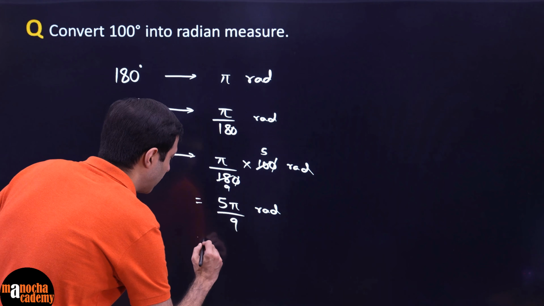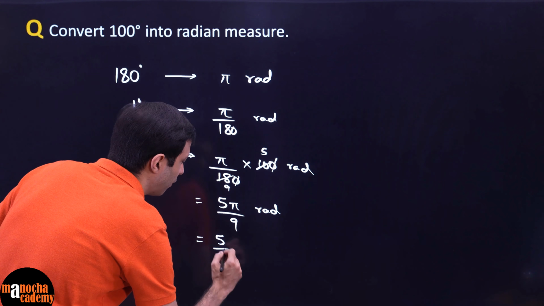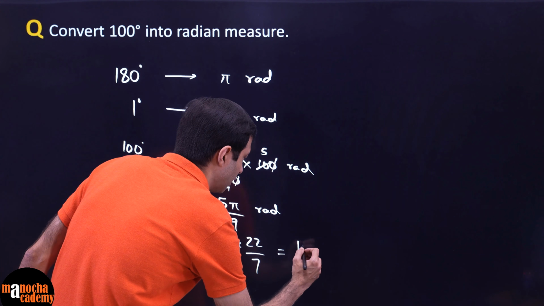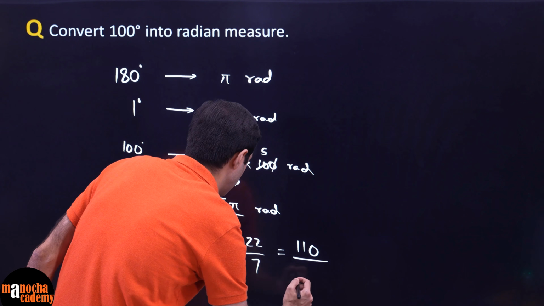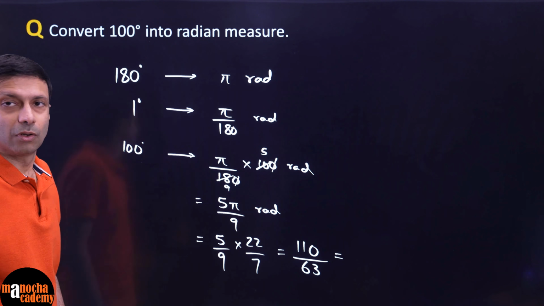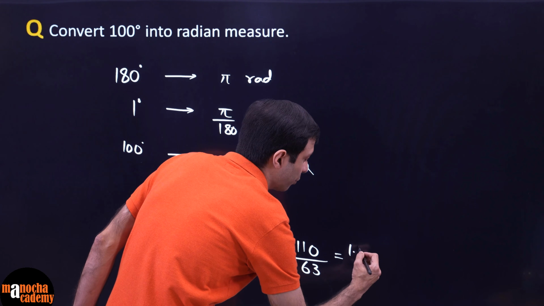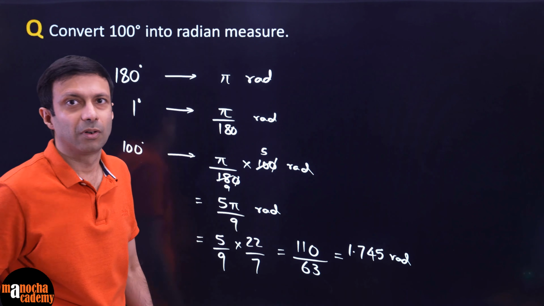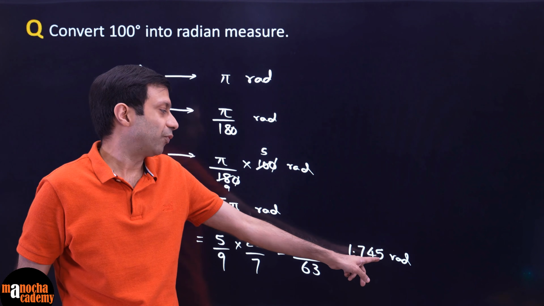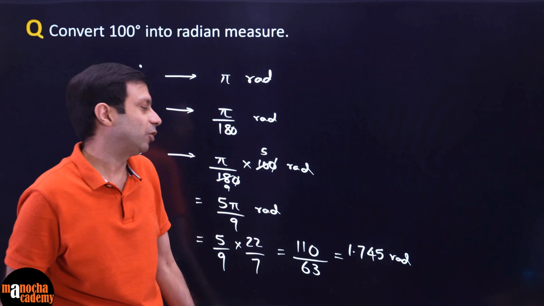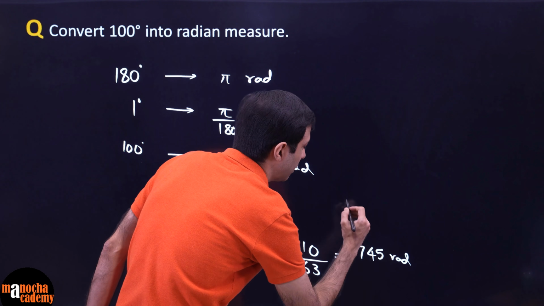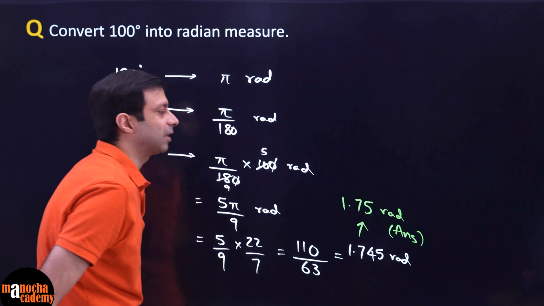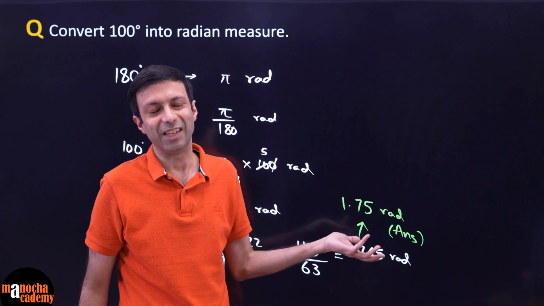So if you substitute pi as 22 by 7, you will get 5 by 9 times 22 by 7, which is 110 divided by 63. So if you do this division, you will get 1.745 radian, and if you want to round it off to 2 decimal places, since it is 5 in the third digit, we will add 1 to the previous digit. So this final answer will be 1.75 radians. So 100 degrees is approximately 1.75 radians.